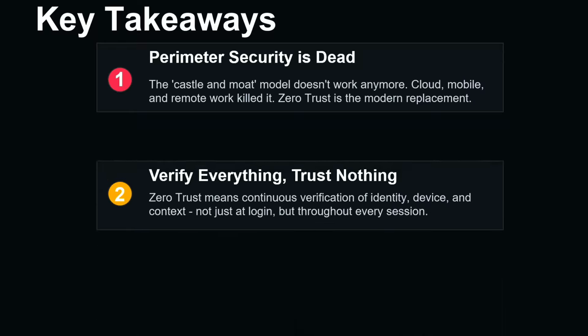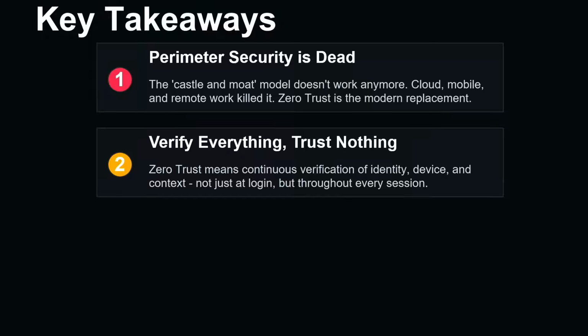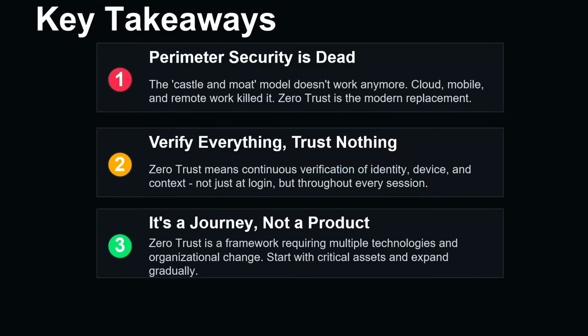Takeaway number 2 is to verify everything and to trust nothing. This is a core principle: to never trust and always verify. Takeaway number 3 is that this is a journey, not a product. You can't buy Zero Trust, and you really can't implement it in a single day. It is a framework of principles and an architectural approach, not just a single tool.